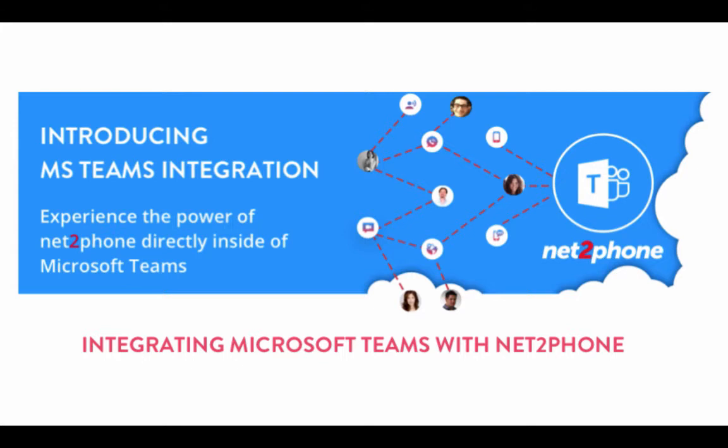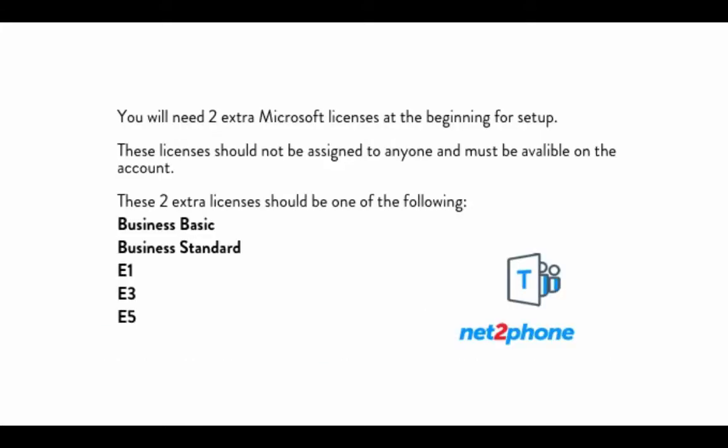Before you begin this setup process, you will need to add 2 additional Microsoft licenses. These can be Business Basic, Business Standard, E1, E3, or E5 licenses. They should not be assigned to anyone as they need to be available. This will allow our system to create temporary users to perform all that is needed for setup. Once the setup is complete, these licenses are no longer needed and can be removed.